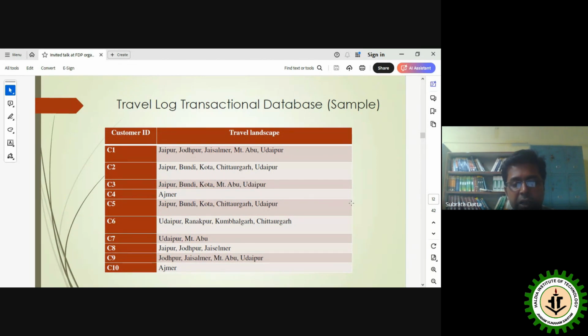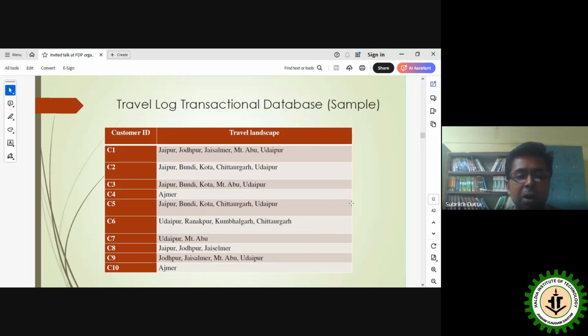So from this table, it will be much easier for us to understand that different customers have different choices in the same geographical region. Here the same geographical region means Rajasthan. So within the jurisdiction of Rajasthan, we can find that customer 1 and customer 2 opted for different places for tourism purposes. So this particular database gives us the knowledge that different customers have different choices.